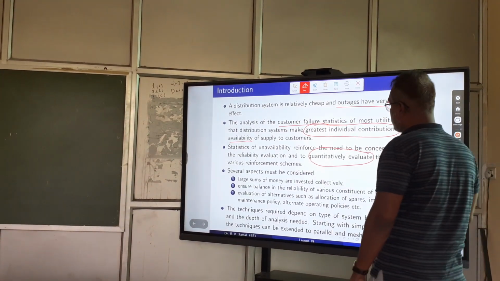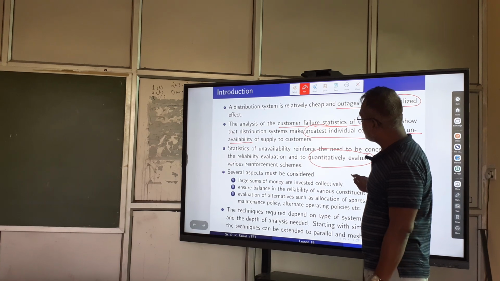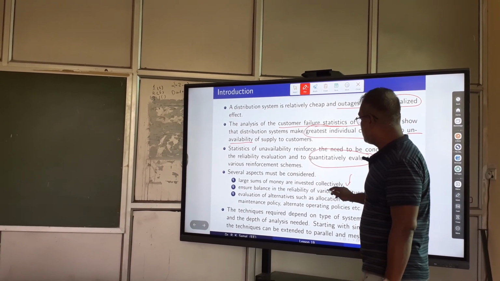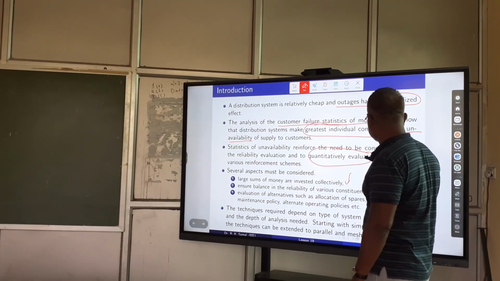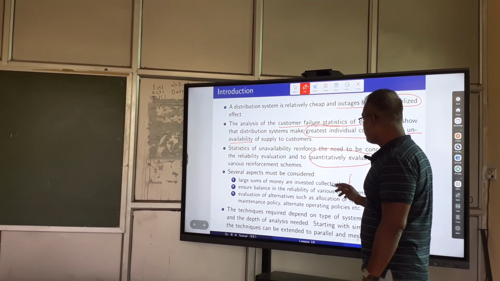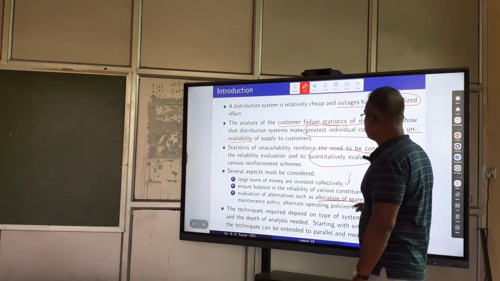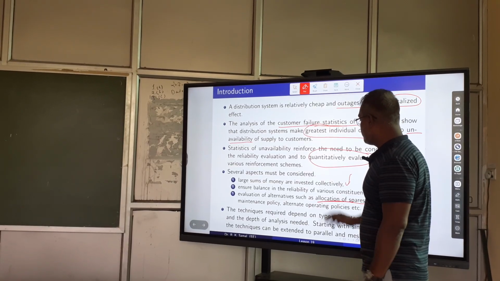There are economic aspects to the concept. Large sums of money are invested collectively in distribution systems, in transformers and so on, to ensure balance and reliability of the various components of the power system. Evaluation of alternatives and the allocation of spares, this part we will discuss later in the last module. Maintenance policies.